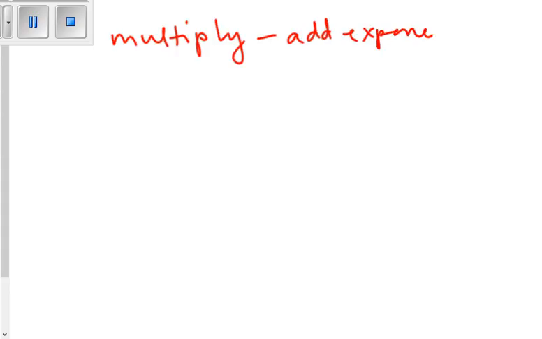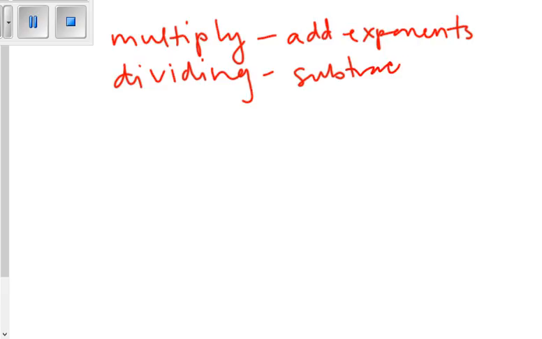So you don't have to convert them to being the same, you can just add them as they are. When you are dividing, you want to do the opposite, subtract the exponents. So let's take a look at 78a to start.